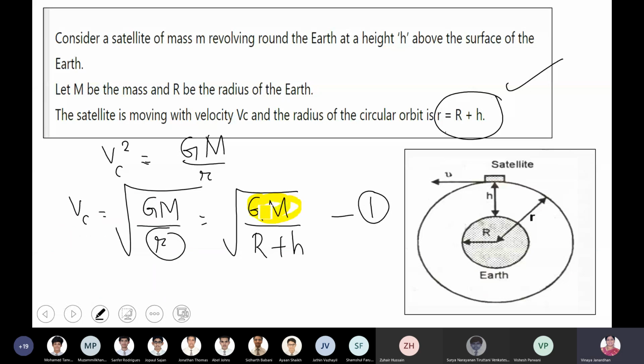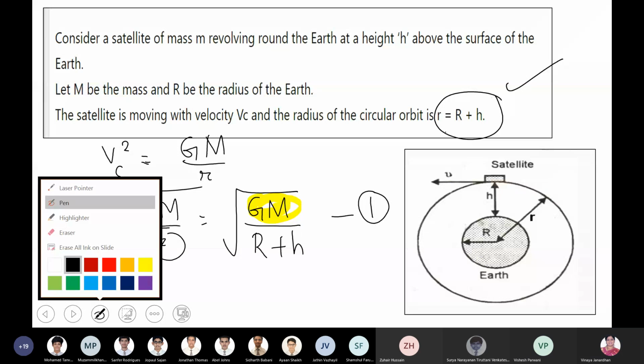Okay, now look at this. I want Vc, boys, please understand. I want an expression for Vc not in terms of G and M. Are you clear? I want an expression of Vc not in terms of the gravitation constant and the mass of the Earth. I have to replace GM. Now, how will I replace GM? Just write this expression, boys. Have you all copied? Yes, ma'am.